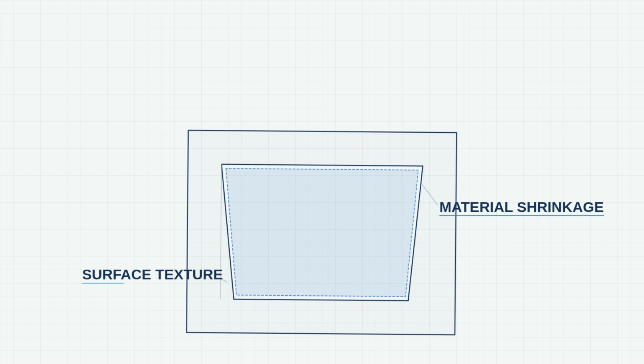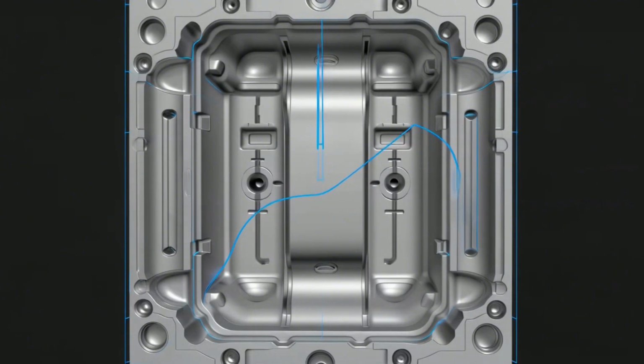The calculator accounts for material shrinkage characteristics and surface texture requirements to provide an accurate recommendation for your injection molding design.